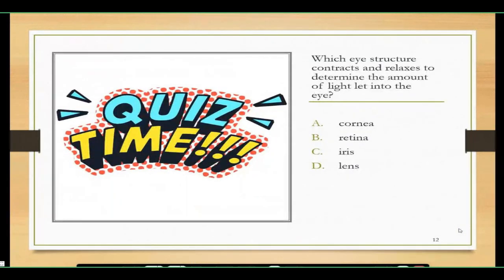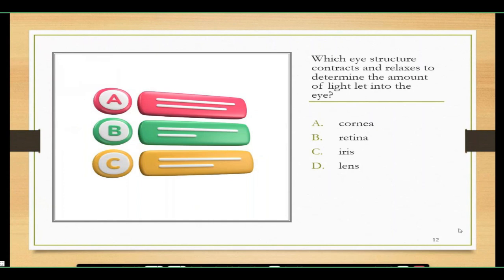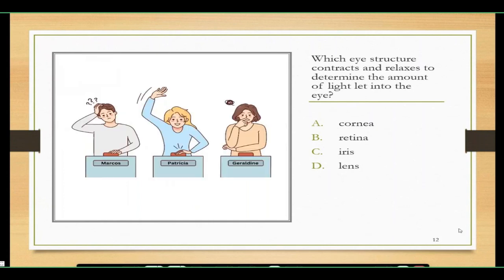Quiz time. Which eye structure contracts and relaxes to determine the amount of light let into the eye? A. Cornea. B. Retina. C. Iris. D. Lens. One volunteer at a time, please.